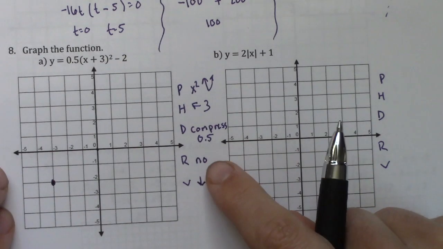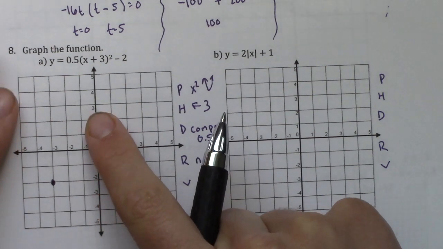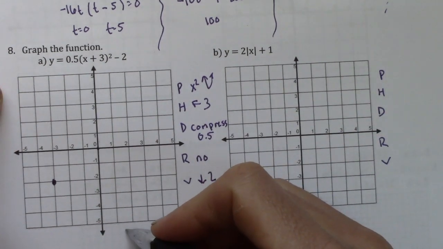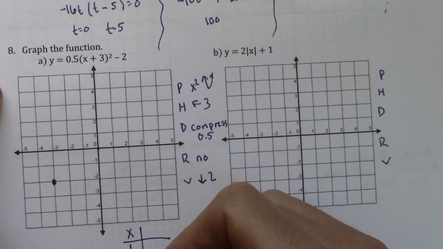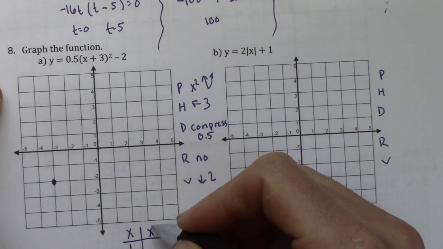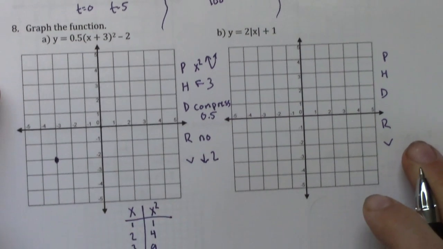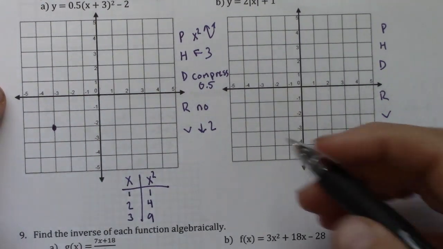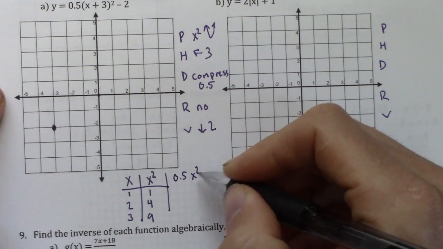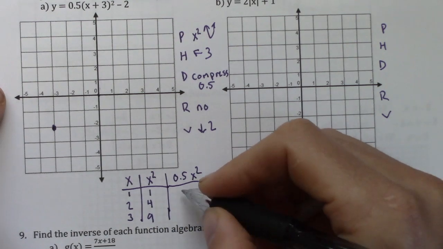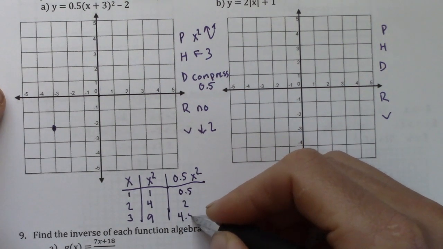I then need to figure out this compression. I know there's no reflection, so I know I'm opening up. And what I want to remind you is if I just had a normal parabola, 1, 2, 3, and I squared it, then I would go to 1, 4, and 9. But I'm not just squaring it, because technically I've got that 0.5 in front. And so when I apply that 0.5, I'm now at a half, at 2, and at 4.5.